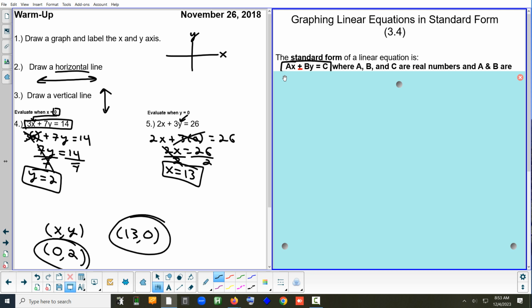In example 4, we have a 3, a 7, and a 14. That's the A, the B, and the C. So when you write an equation in standard form, they'll give you 3 numbers to fill in for the A, the B, and the C.